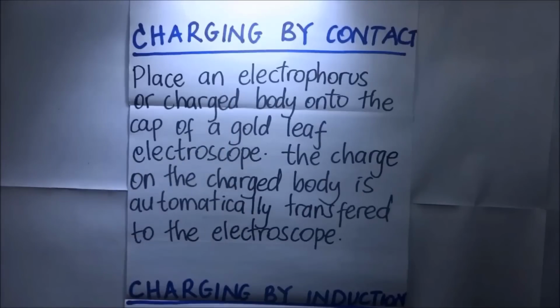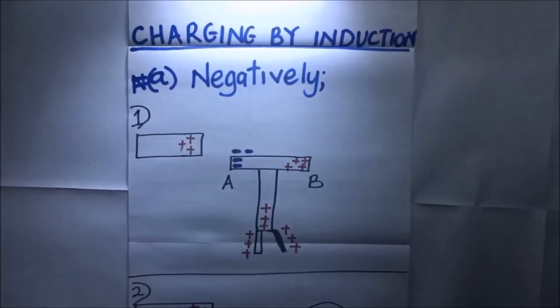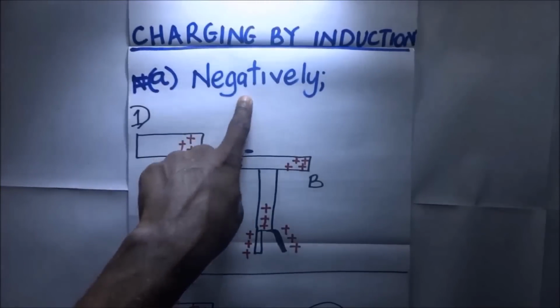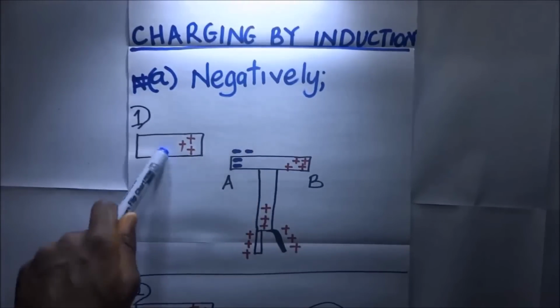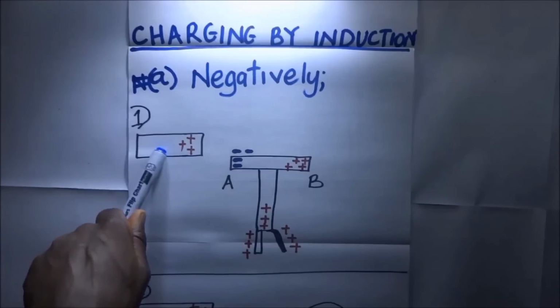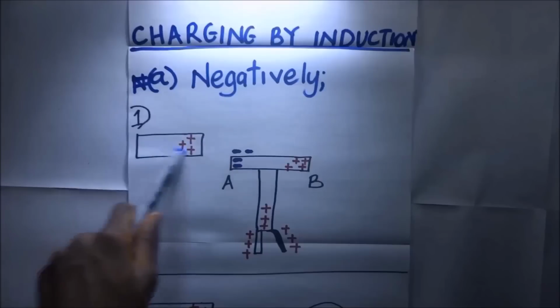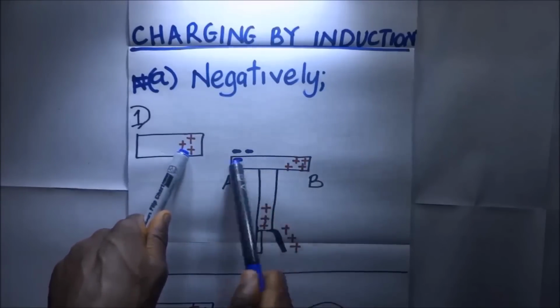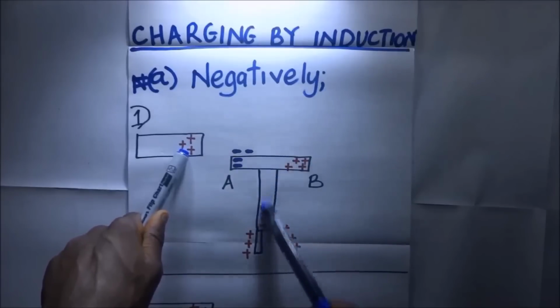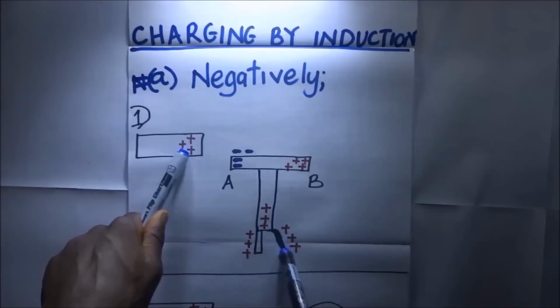So we will also explain how we charge a gold leaf by induction. We look at charging by induction negatively. How do we charge an electroscope negatively? If we want to charge an electroscope so that it attains a negative charge, it means that we are going to first introduce a body that is positively charged. We bring a positively charged body close to the cap of a gold leaf electroscope. This is the cap of a gold leaf electroscope. This is the brass rod, the brass plate, and the gold leaf.